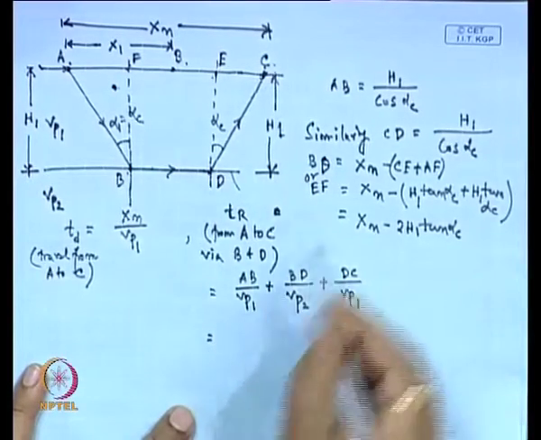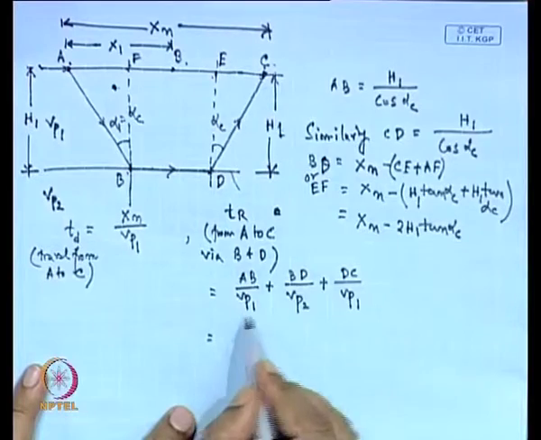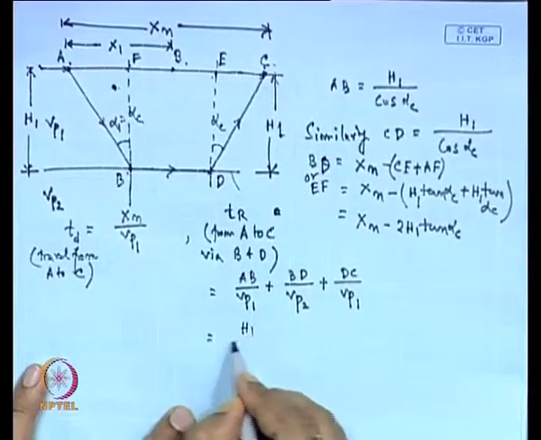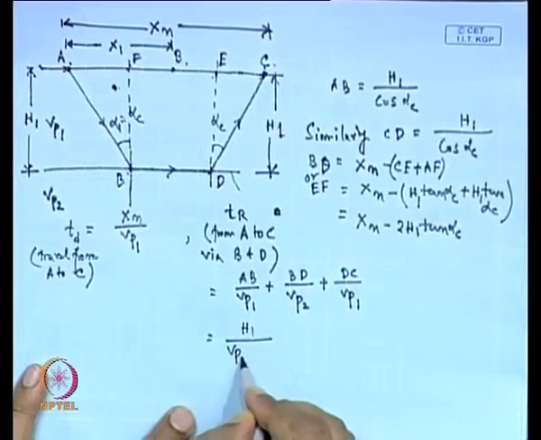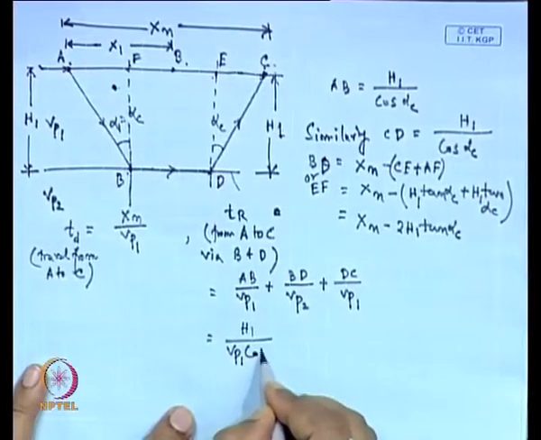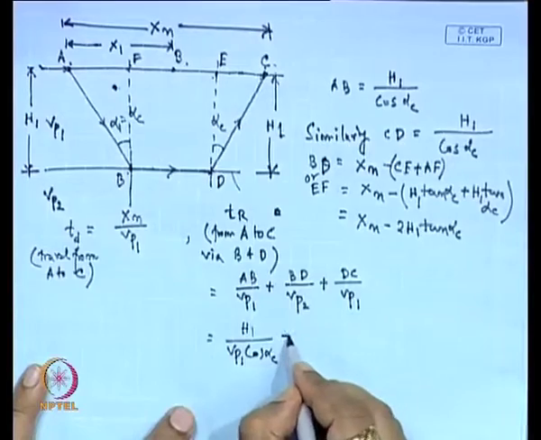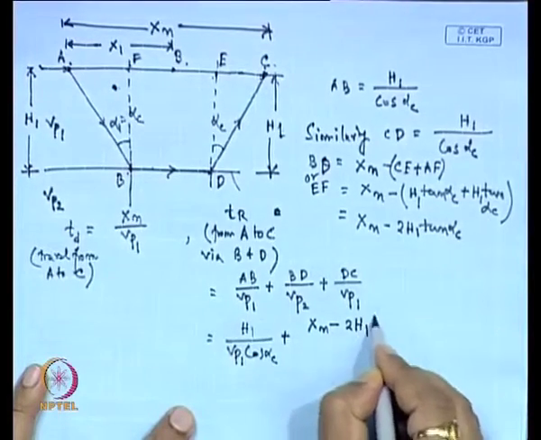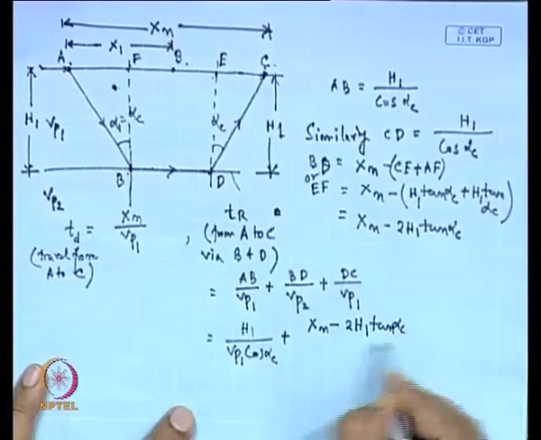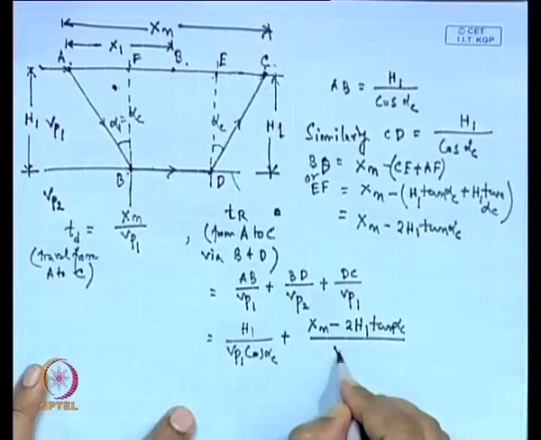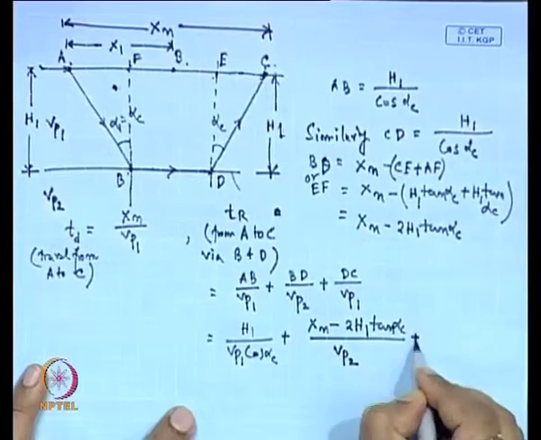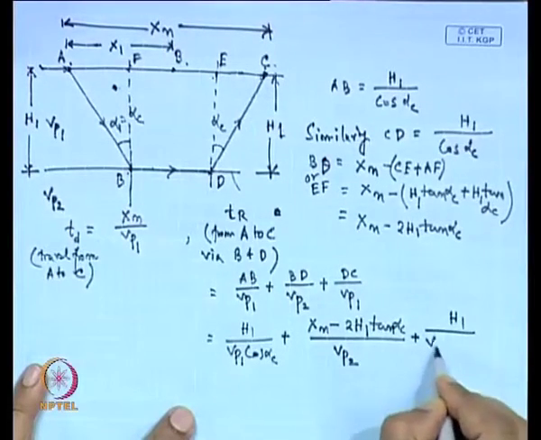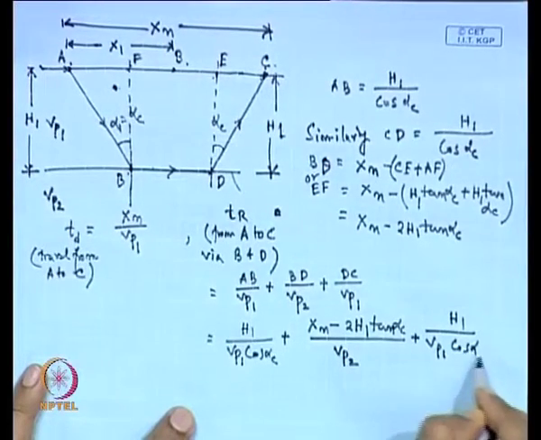So, now if I put the values of A B, B D and D C, this expression will be h 1 divided by V p 1 cos alpha C, plus x n minus 2 h 1 tan alpha C divided by V p 2, plus h 1 divided by V p 1 cos alpha C.